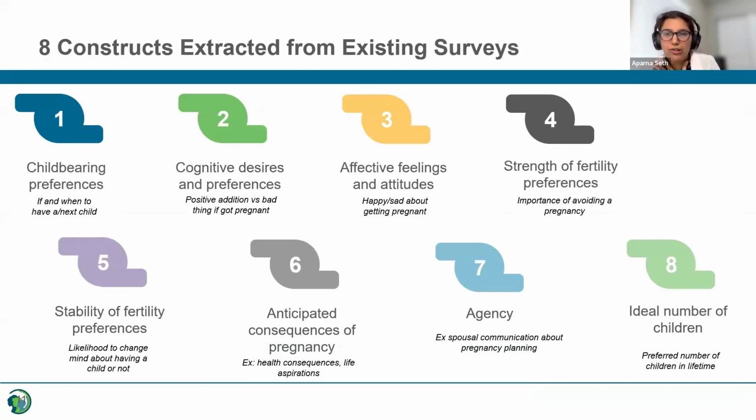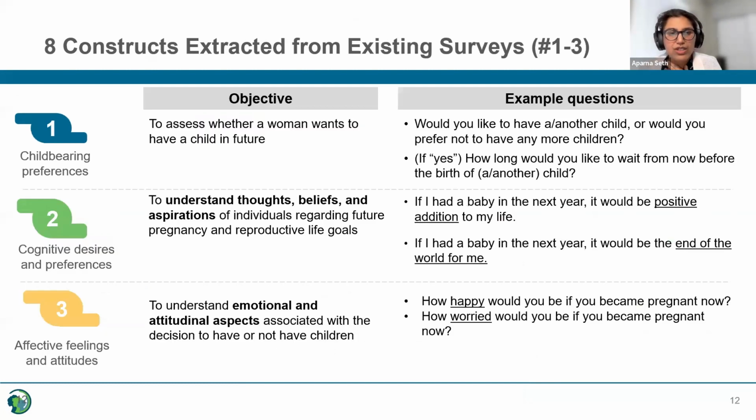Based on our review of all of these measures, we ended up with 8 specific constructs that are outlined on this slide. Let me go to the next one to give you an overview of those very quickly. The first one is childbearing preferences. This construct is generally employed in surveys to assess whether a woman wants to have a child in future or not, and this is considered a direct measure.